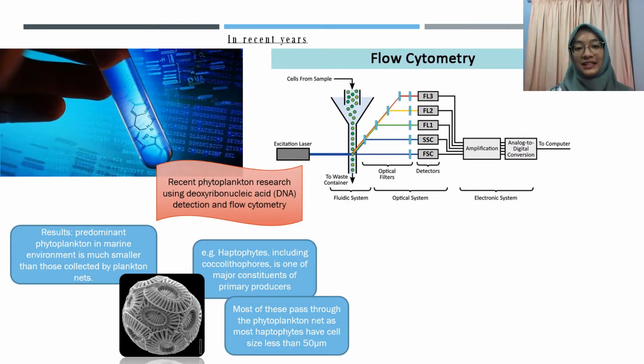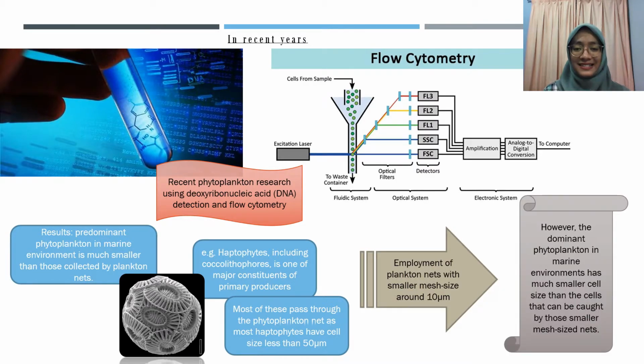But recently, in the latest phytoplankton research using DNA detection and flow cytometry, it is found that predominant phytoplankton in marine environment is much smaller than those collected by plankton nets. For example, haptophytes, including Phototrophs, is one of major constituent of primary producer. They have a cell size of less than 50 micrometer, which is way smaller than the mesh size used in phytoplankton research, right? So they can easily pass through the net. That is why, until mid-1970s, only diatoms and flagellates are considered as the major contributor in primary production.